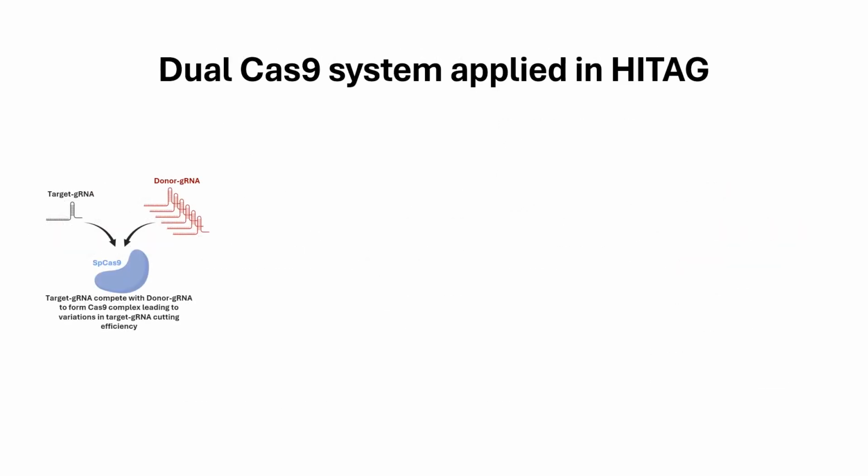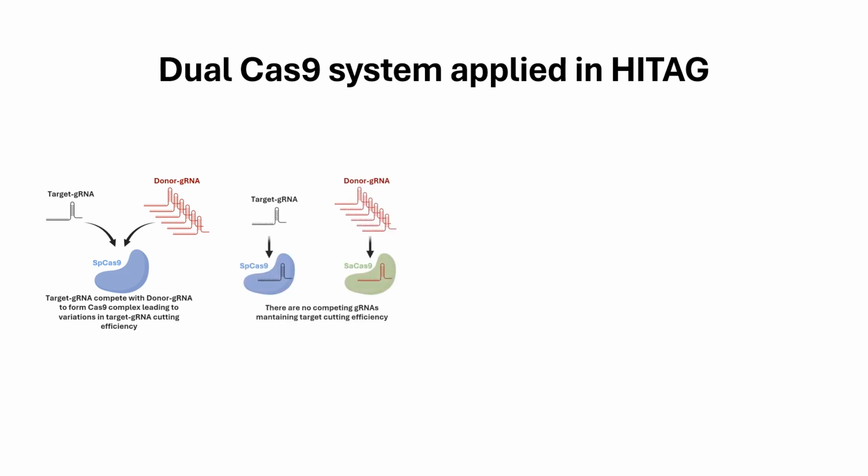Another change in HITAG is applying a dual Cas9 system. While CRISP-Paint uses only SpCas9, we use SpCas9 to cut the target gene and introduce SaCas9 to cut the donor plasmid. This approach offers 2 major advantages. First, it prevents competition between target guide RNA and donor guide RNA for Cas9 complex formation, maintaining high target cutting efficiency regardless of SaCas9 guide RNA presence.